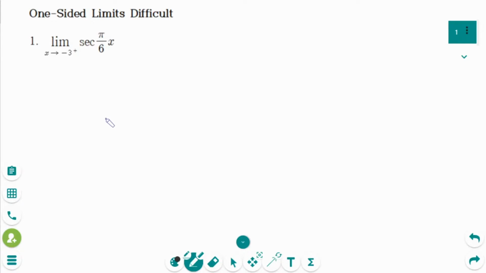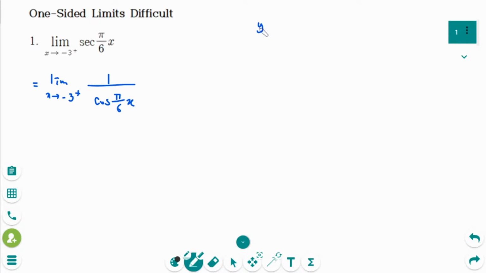This video will cover difficult questions regarding the topic of one-sided limit. This is the first question. We can rewrite as limit as x approaches minus 3 from the right side, 1 over cosine pi over 6x.